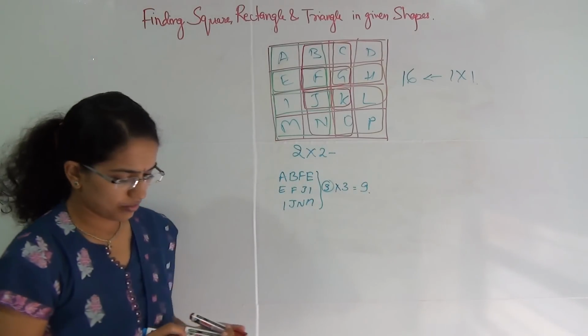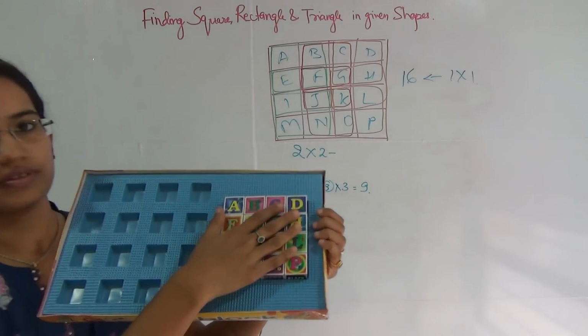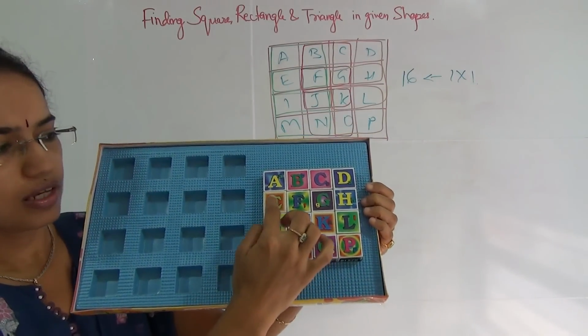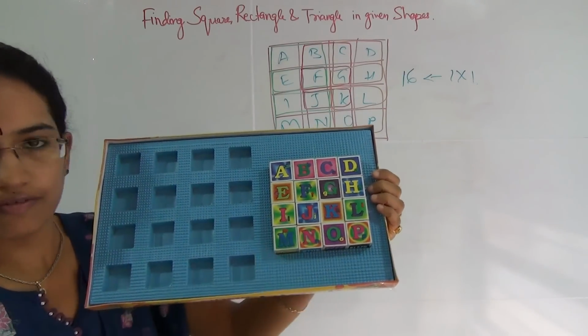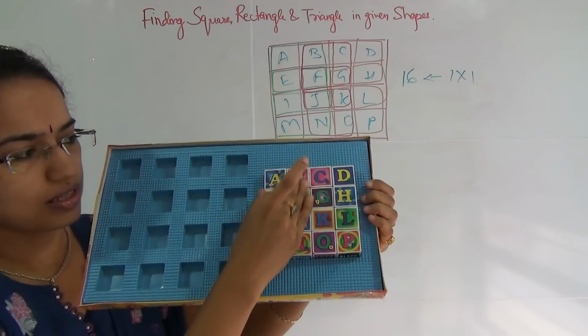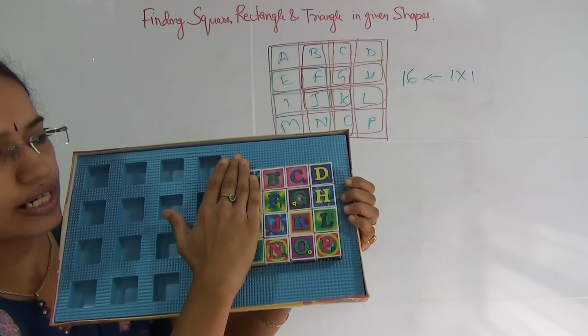Okay, I demonstrated once again for convenience. So you have these blocks. A, B, F, E would be one. E, F, J, I would be another. I, J, N, M would be another. Now once I finish with this row, I will exclude this. I will take the next 2 letters in the row.